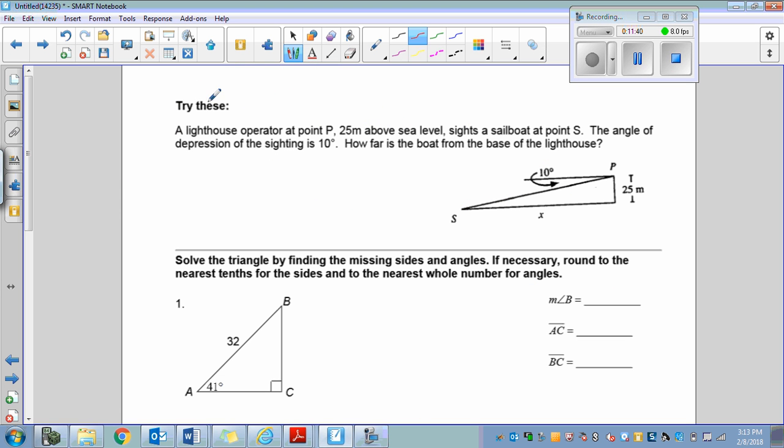Okay, let's try this. A lighthouse operator at point P, right here, 25 meters above the sea level, sights a sailboat at point S. So this is my line of sight. I'm going down. The angle of depression is 10 degrees. How far is the boat from the base? This word base of the lighthouse means on the bottom, right here. The bottom of the lighthouse to the sailboat. So they kind of already put in your X, which is really nice.